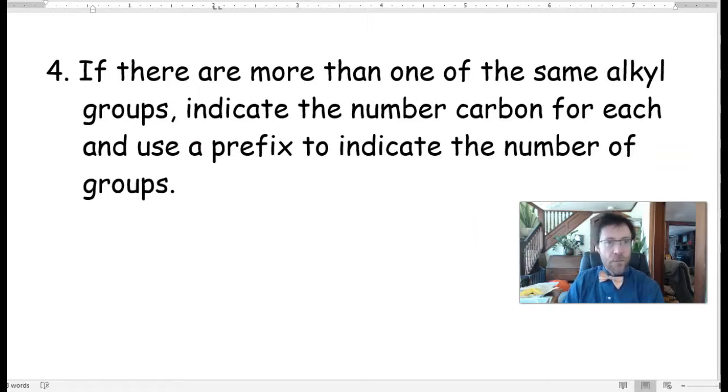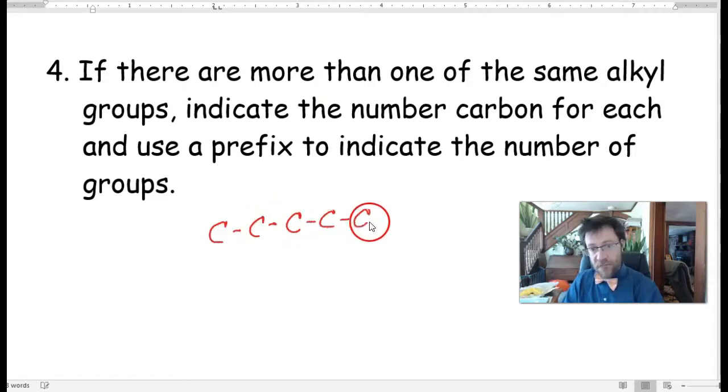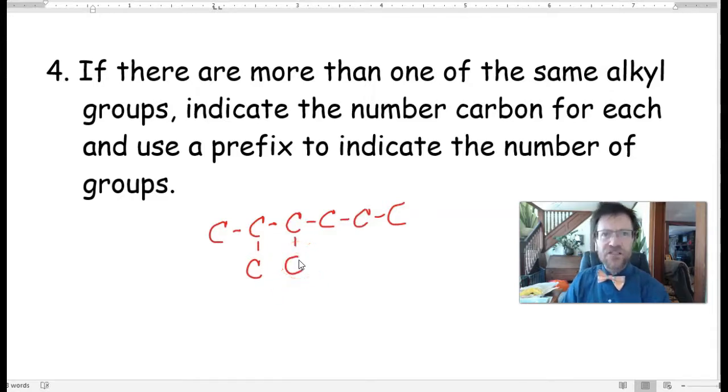Okay, so here's what I'm going to do. I'm gonna draw that same compound. 1, 2, 3, 4, 5, 6, and I believe there was one here, and one here, and I'm going to leave the hydrogens off so it's clear. So if there's more than one of the same alkyl group, like this, we have 2 methyls there. We're going to indicate the number of carbon for each and use a prefix to indicate the number of groups.